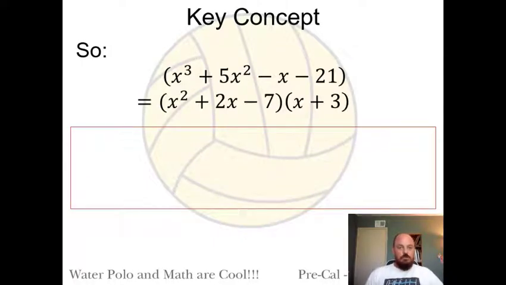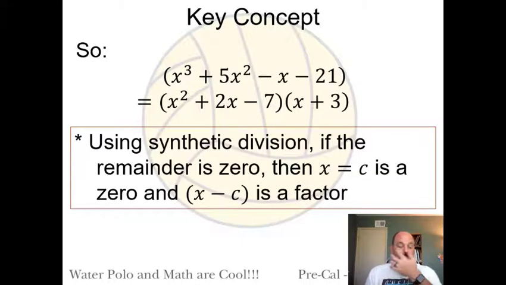So our original polynomial that we're dividing, x cubed plus 5x squared minus x minus 21, ends up equaling the answer to the question, which was x squared plus 2x minus 7, times what we were dividing by, which is x plus 3, and that's factored. So in this red box here, this is our key concept for this section, and this is how we're going to factor polynomials. Now I said using synthetic division. You could use long division, but I think we're going to use synthetic more often.